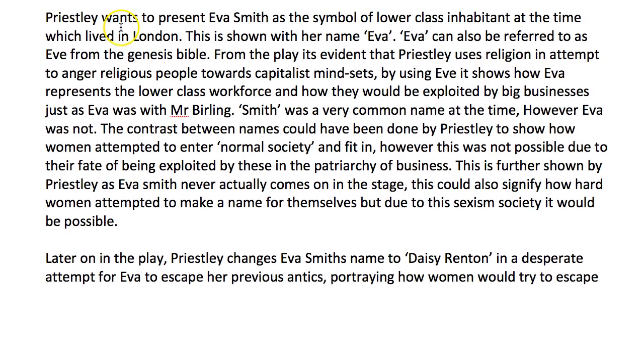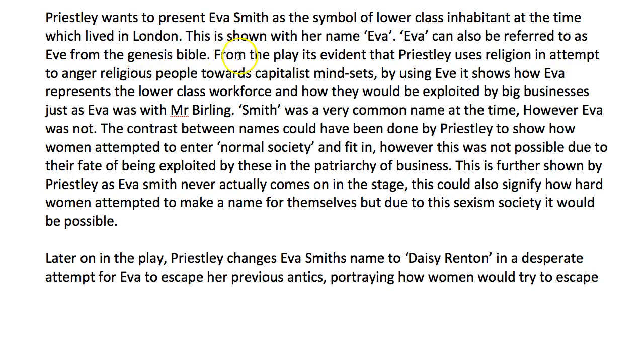Priestley wants to present Eva Smith as the symbol of the lower class. Inhabitant is redundant here. At the time in London, we don't need which lived in. This is shown with her name Eva. Eva can also be referred to as Eve from the Genesis Bible. The phrasing is clumsy here. We'd say Eva is reminiscent of the name Eve from the Bible story Genesis, or from the first book of the Bible, Genesis.